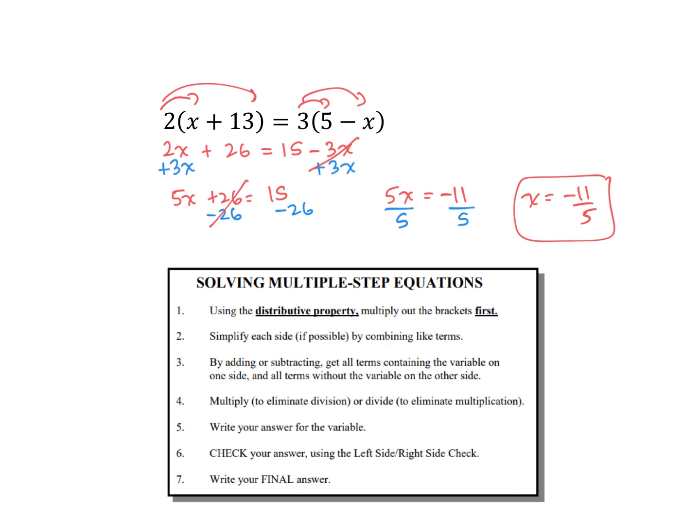Okay, so here is just a bit of a summary on the steps. You want to use your distributive property to get rid of brackets first. So we're going to multiply brackets. We're going to combine like terms if possible. Then we want to get the variables on the same side, so we're going to add and subtract variables to get the variables on the same side. Then we want to multiply to eliminate division or divide to eliminate multiplication. Then we're going to find our answer. Then we're going to check our answer.